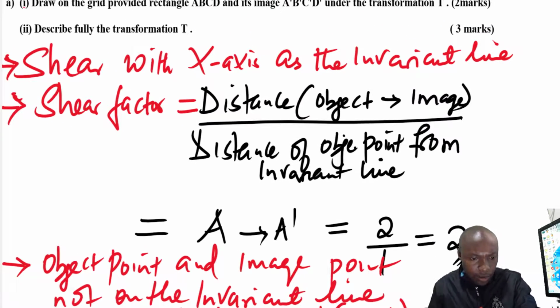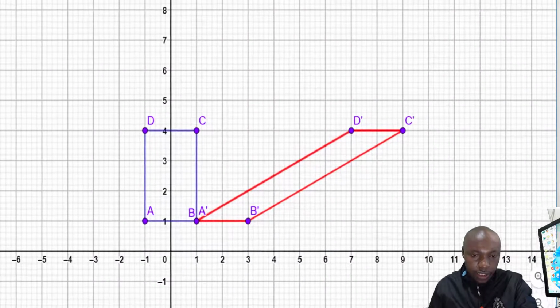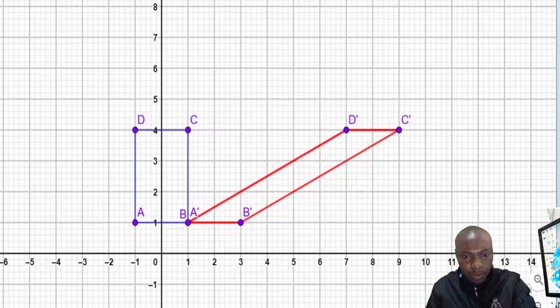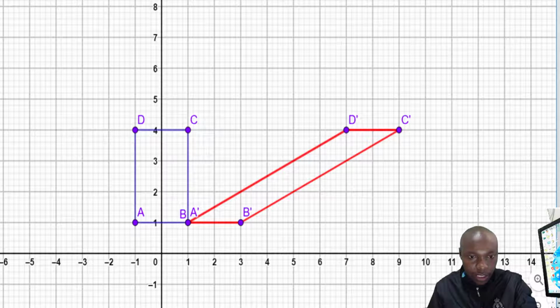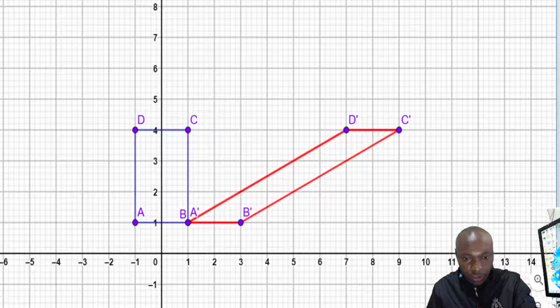And we gave this one as a shear simply because you can see that the points are moving parallel to the invariant line, which is the x-axis. So for example, look at C. It is moving parallel to the x-axis from C to C prime. Then look at D to D prime. Then A to A prime. So all of them are moving parallel to the x-axis, and therefore the x-axis is the invariant line. Note something else, that the y-coordinates are not changing. Only the x-coordinates are the ones that are changing. So that is how you describe that.